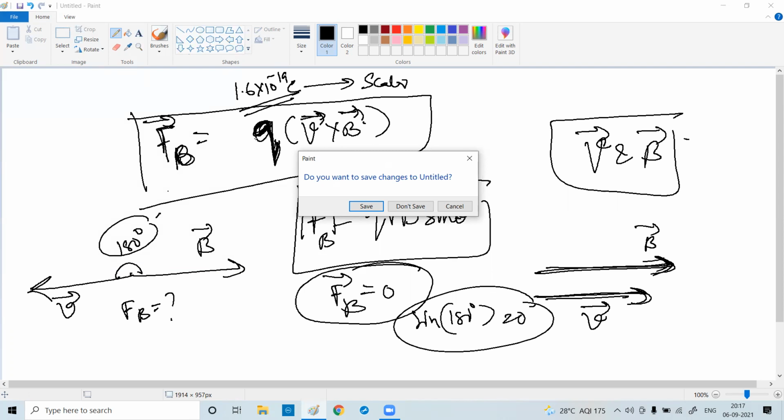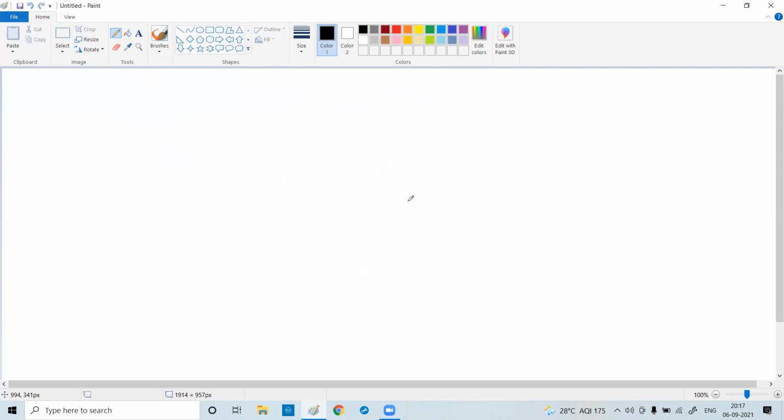Okay, now you can write a sentence. For a moving charge, force due to magnetic field depends on the magnitude of charge and the cross product of velocity vector and magnetic field vector. Clear?